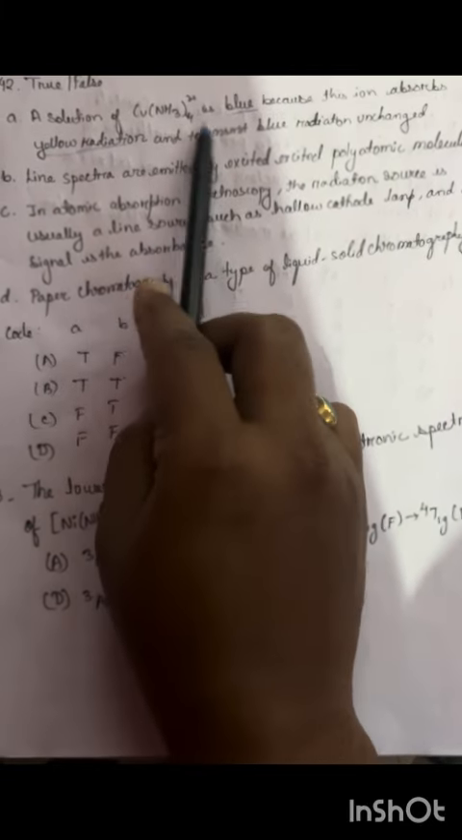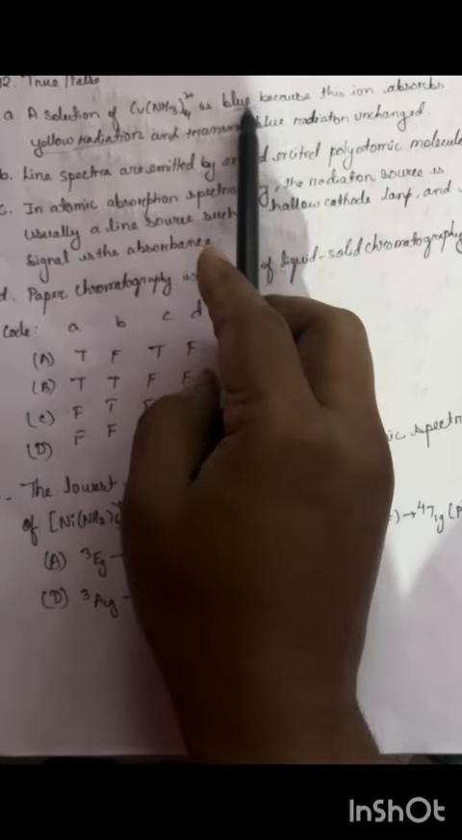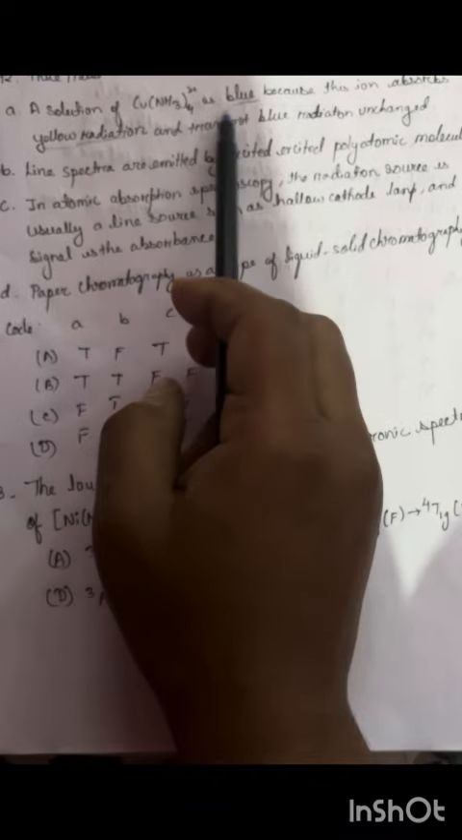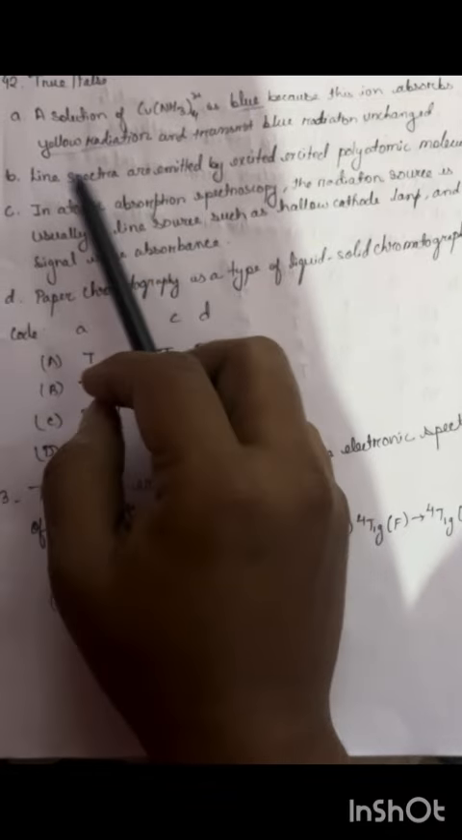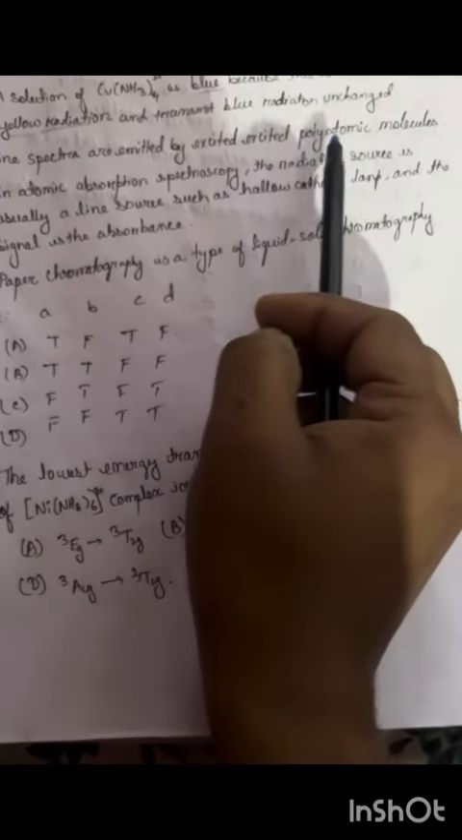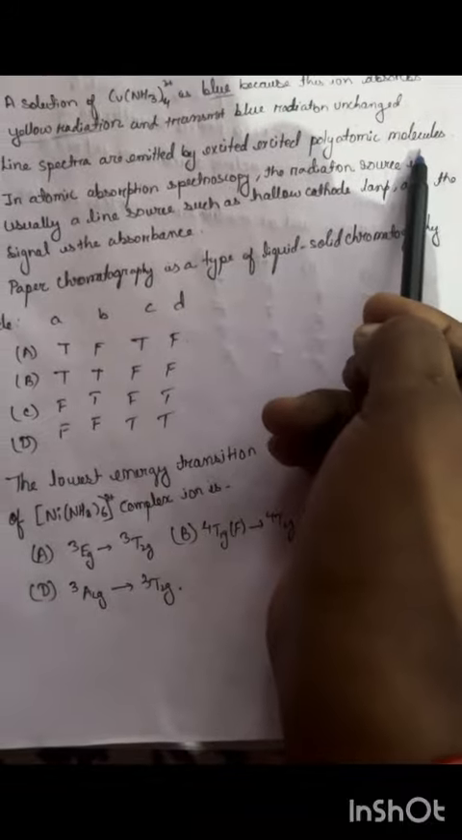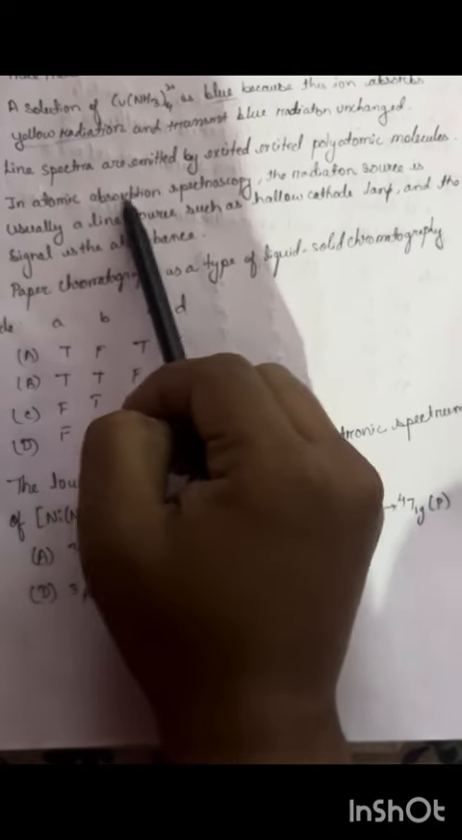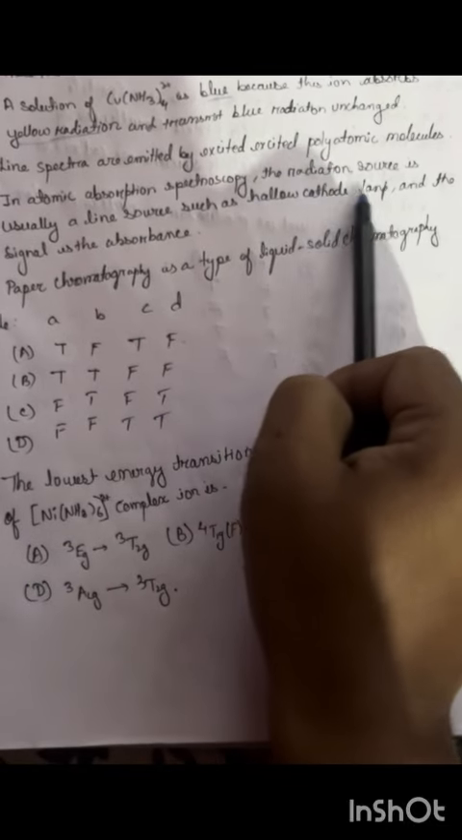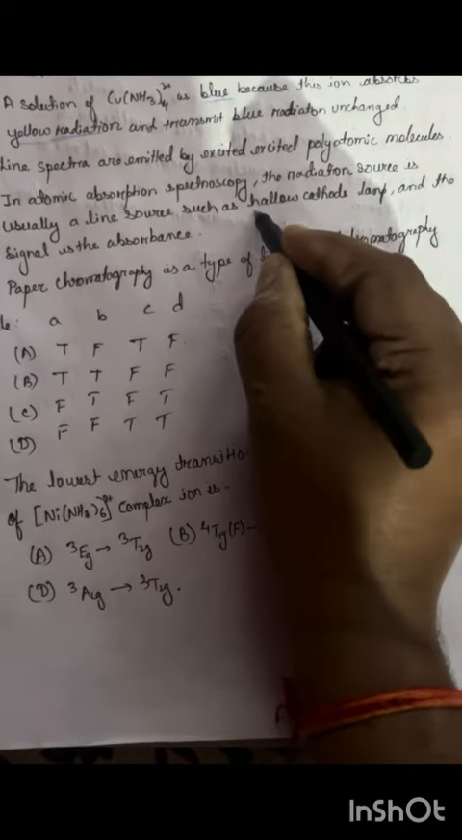Okay, next. So the next question is very important. Next, the solution: this one has a blue color and absorbs yellow. Blue and yellow are complementary colors, right? It's true. And line spectra are emitted by excited polyatomic molecules. This is false. And in atomic absorption spectroscopy, the radiation source is usually a line source such as a hollow cathode lamp, and the signal is an absorption. It's true.